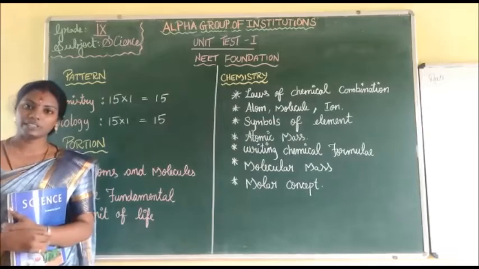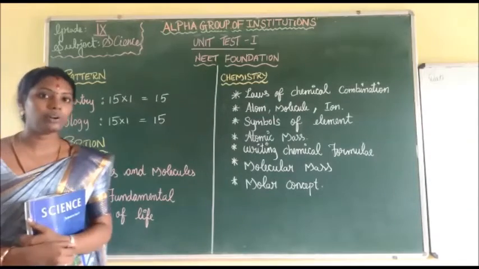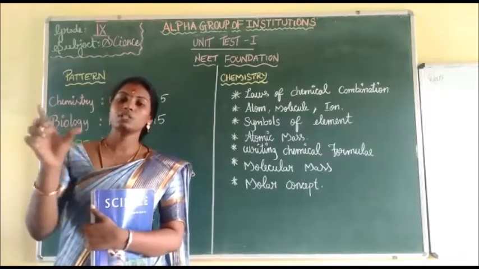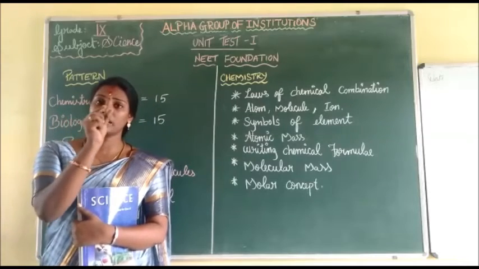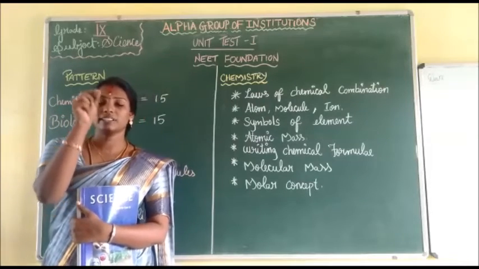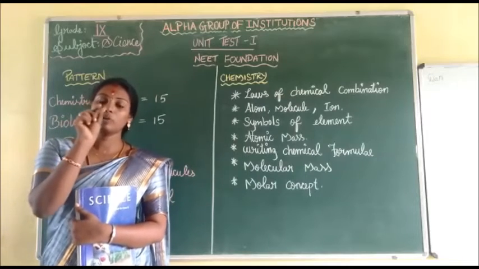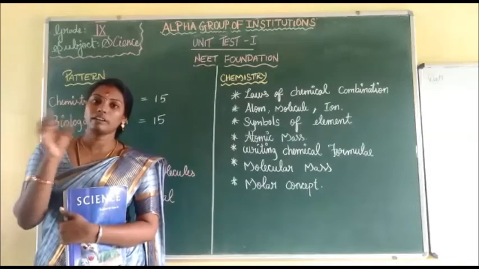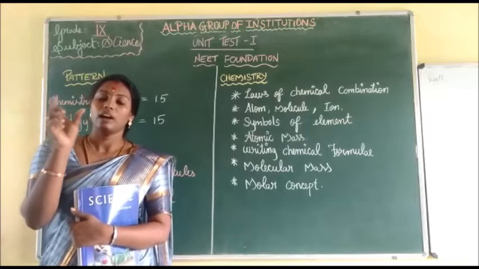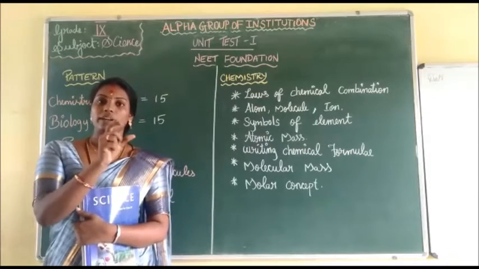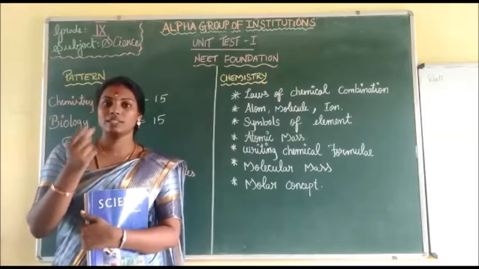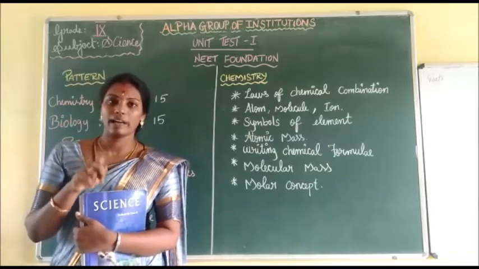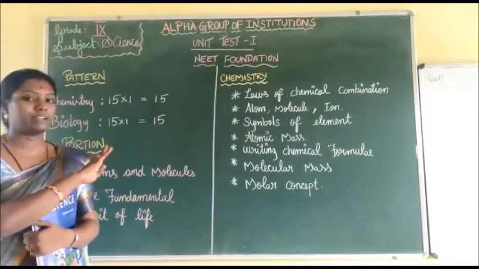All are multiple choice questions only. You have to write the answer with the option. Don't simply write the answer. First you have to write the serial number. Next you have to put one line, and write the option within the line, and then only write the answer. You must write the choice option, whether A or B or C or D, then only you can write the answer. In this way only you can write the answer. So this is your pattern and portion.